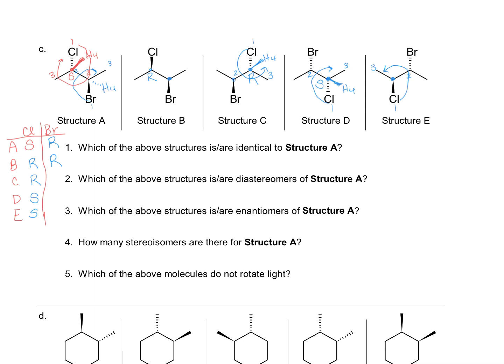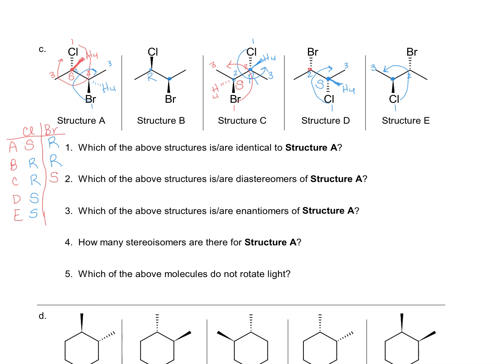This bromine does not look the same as A or B, so we'll figure it out on its own. It goes 1, 2, 3, and hydrogen is in the back. It's 4. It is what it is. Since the hydrogen's in the back, it's going to be S.